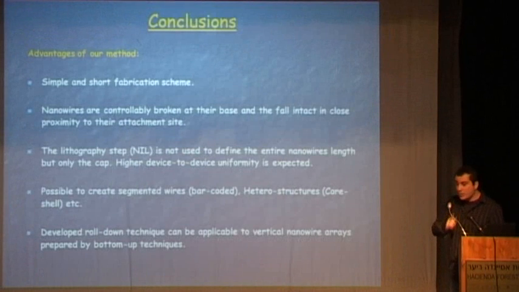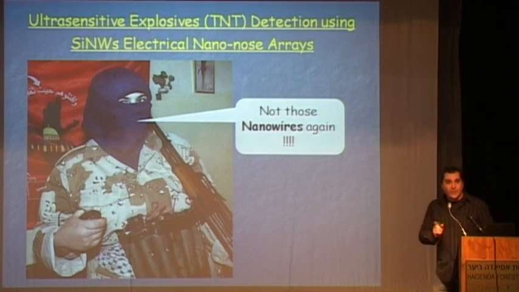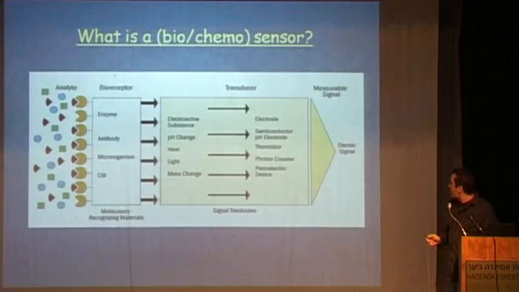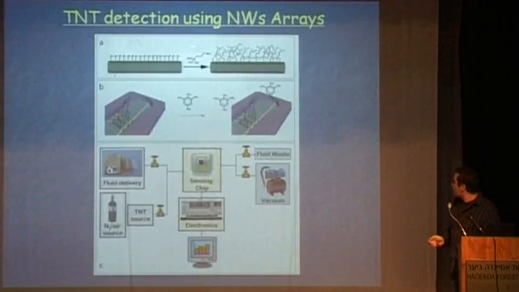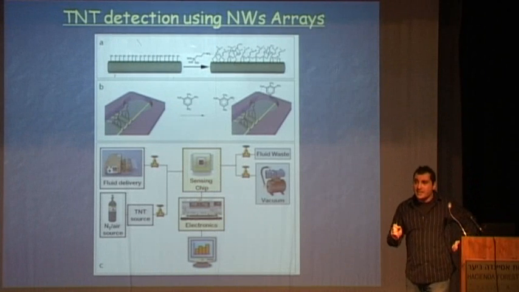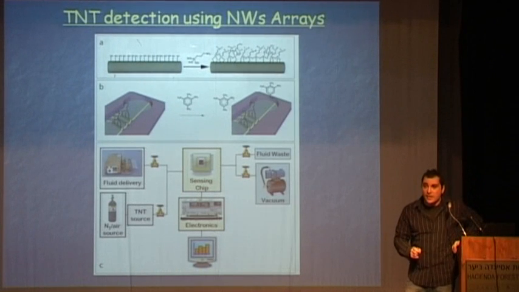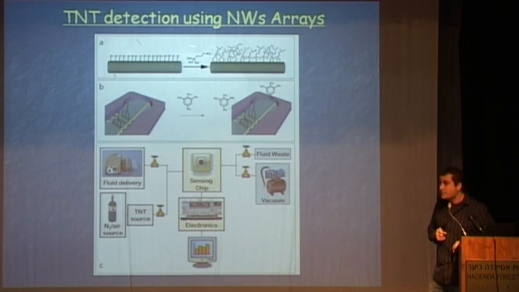And I will take only 2 minutes more. This is my student slide, on how to make applications using silicon nanowire devices. In this case, the application, I will just move fast into the results. We use those arrays of silicon nanowires as highly selective and sensitive sensors for the detection of explosives, in this case TNT, trinitrotoluene.